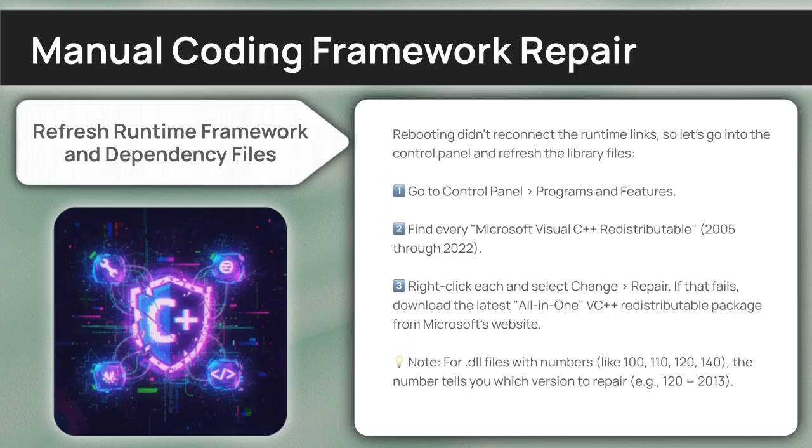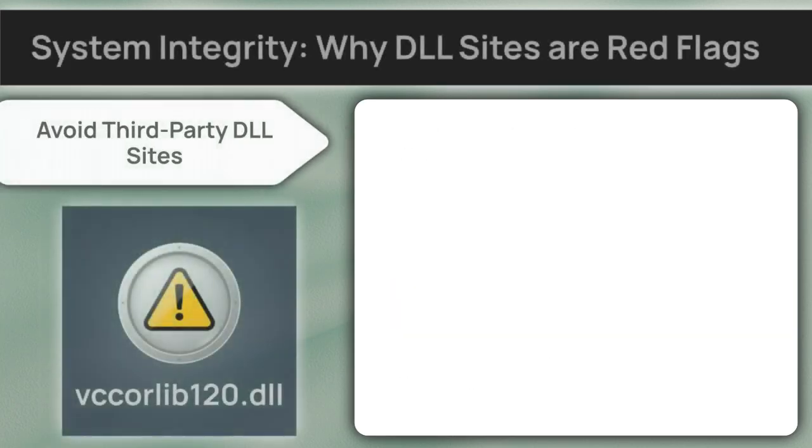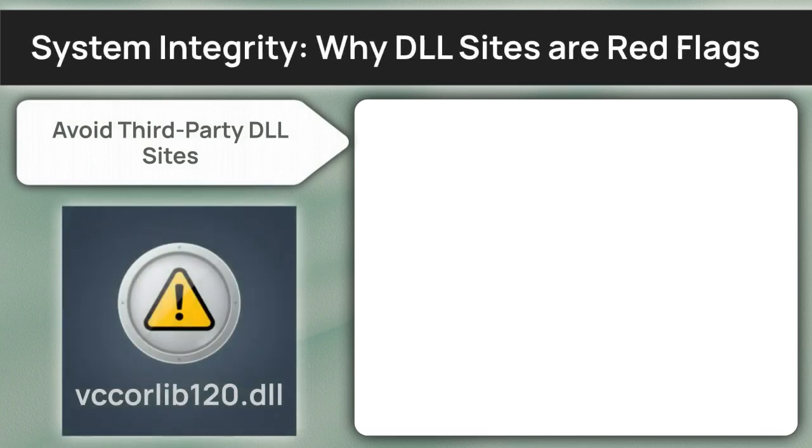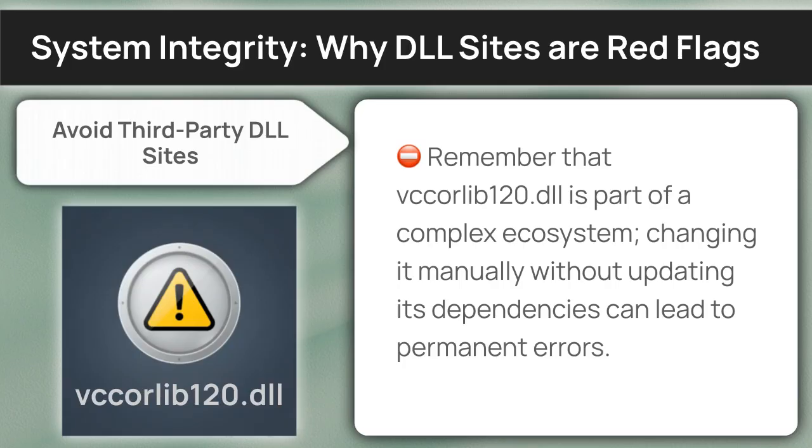Please note that for DLL files with numbers, the number tells you which version to repair. For example, 120 equals 2013. I'd like to provide a brief technical warning about the risks of using unofficial file repositories. Please use caution. Replacing vccorlib120.dll manually often requires elevated permissions that, if mishandled, can leave your system architecture vulnerable to external exploits.